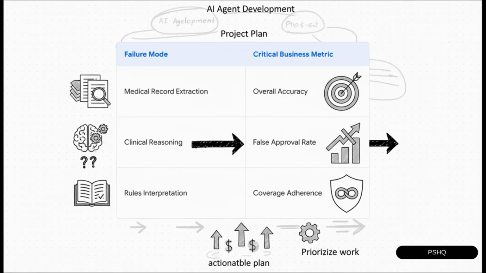Well, here's how. You connect your technical failure modes directly to the business metrics that people actually care about. Look, an engineer might see a clinical reasoning failure, but the business leader sees the false approval rate going up. When you build this bridge, this translation layer, suddenly your data tells a story. You can see exactly which tech problems are hurting the bottom line, and that tells you exactly what to fix first. It's an actionable plan.